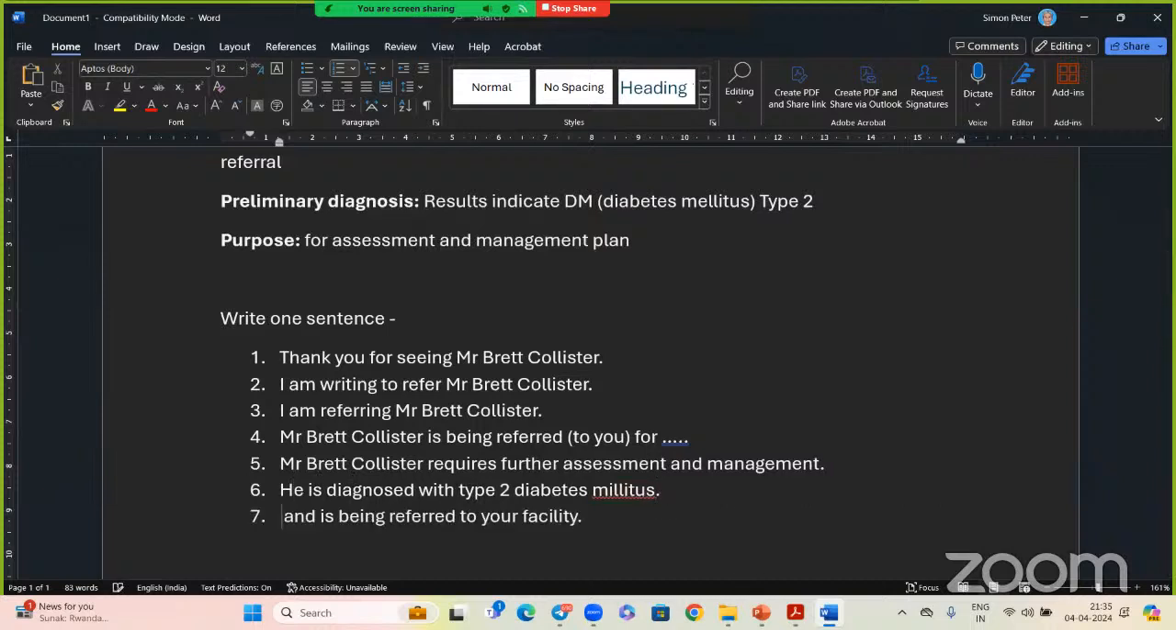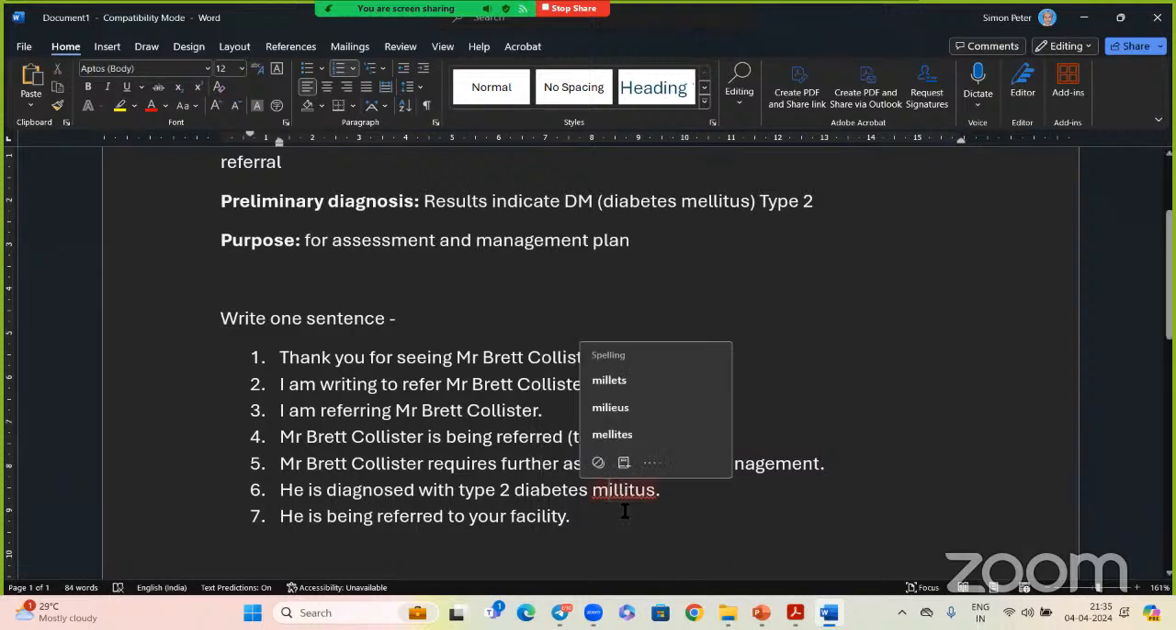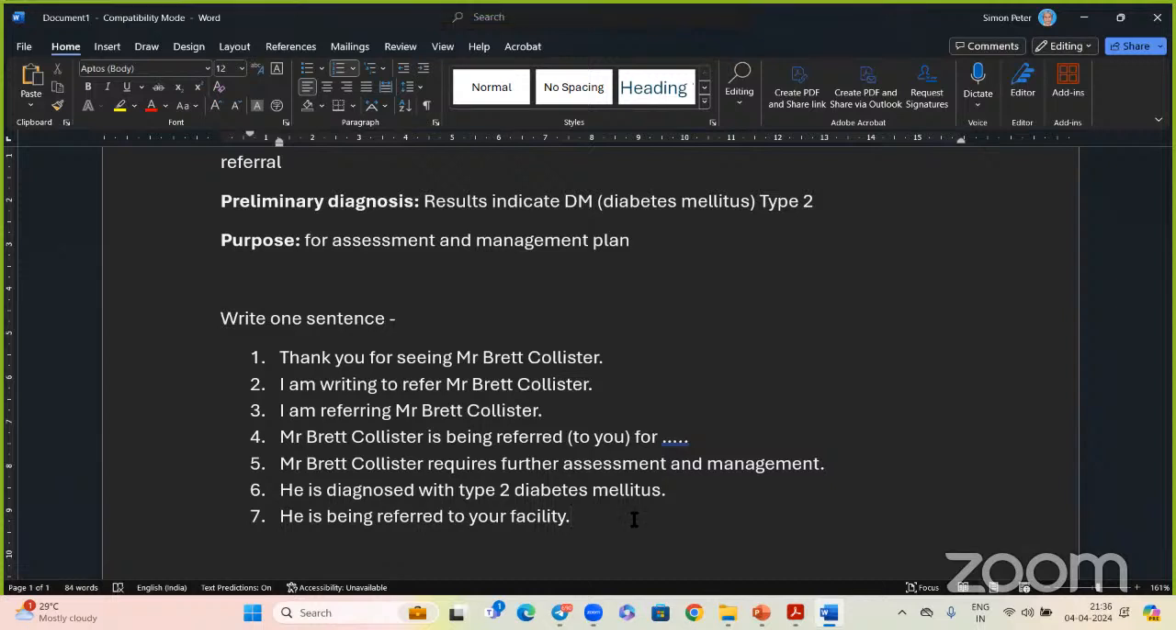Full stop. So I'm breaking the sentences into small bits. He is being referred to your facility. Diabetes mellitus. So Mr. Collister requires further assessment and management. He is diagnosed. Right. So this is the way how you can write different sentences.